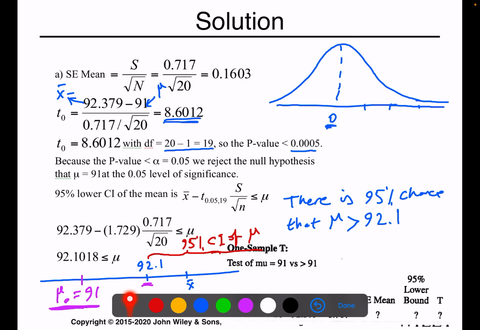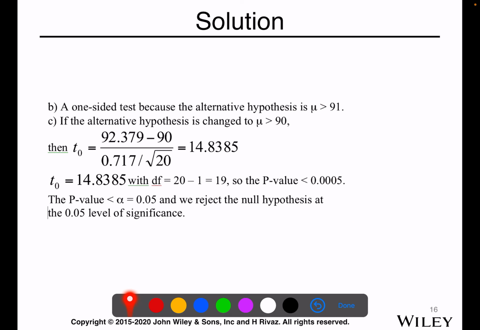Okay, so for 91, the p-value that we found was less than 0.005. Here, the t that we compute is 14, right? In the previous part, t was 8, right? Here it is 14. It's even further away, so even more unlikely. So again, our conclusion doesn't change. We reject the null hypothesis. Any questions?